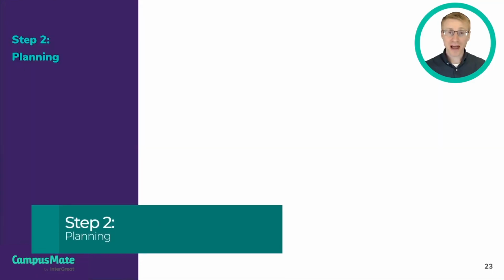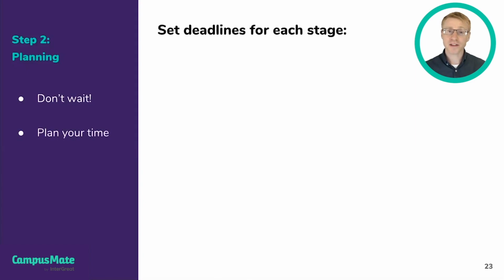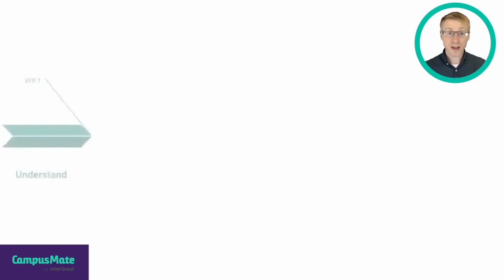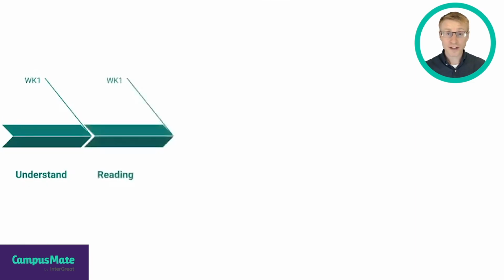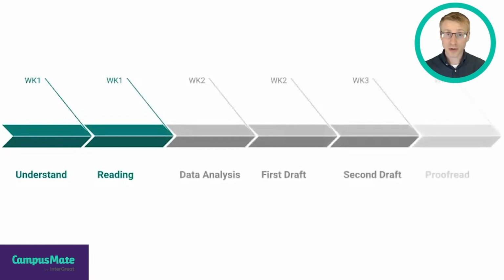Step 2. Planning. Writing a good essay takes a lot longer than many students expect. So to write well, you need to plan your time. Set deadlines for completing each step of the essay, such as understanding the topic, collecting articles, reading and taking notes, finishing your first draft, and proofreading. This will help you to make the best use of your time and avoid doing everything at the last minute.